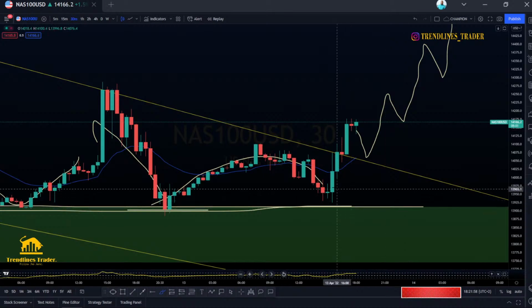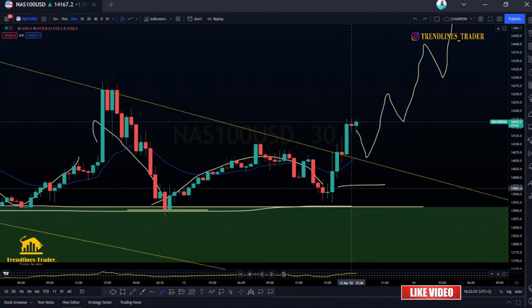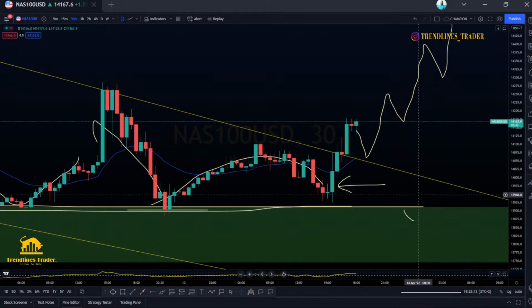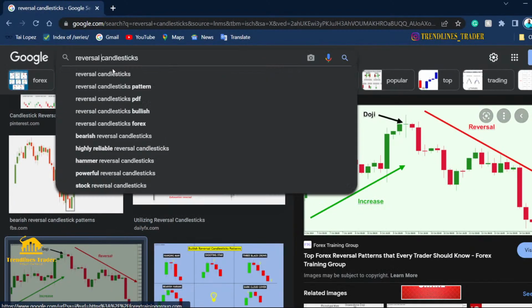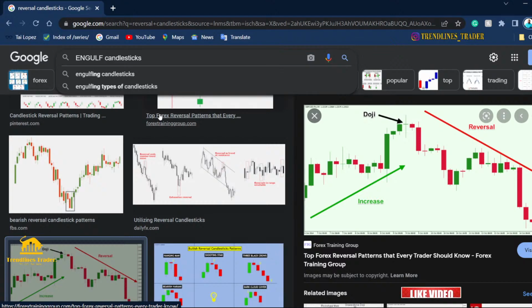And don't forget, this is very significant. Not that one, this one. This is a very significant candlestick there. The candlestick that we call, what do you call this candlestick? Engulfing candlestick. If you don't believe me, let's go to Google again. Engulfing candlestick. There we go.